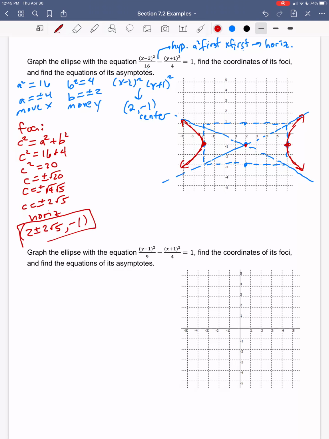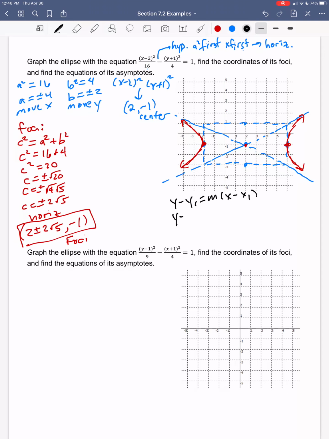So those are my foci. For my asymptotes, we've got y minus y1 equals m times x minus x1. What's important again, the asymptotes go through the center. So this is the point I want to use for x1 and y1.